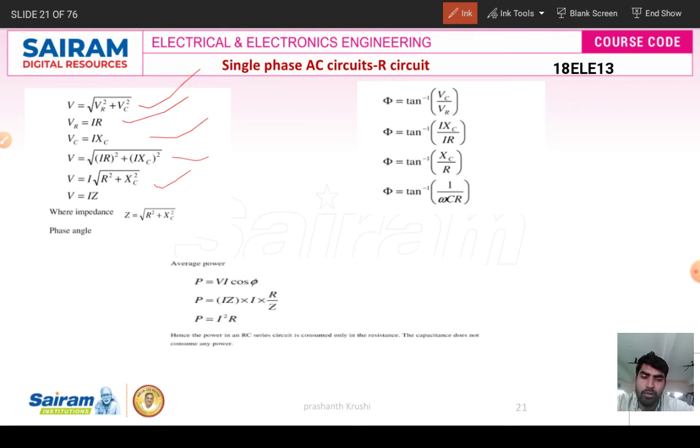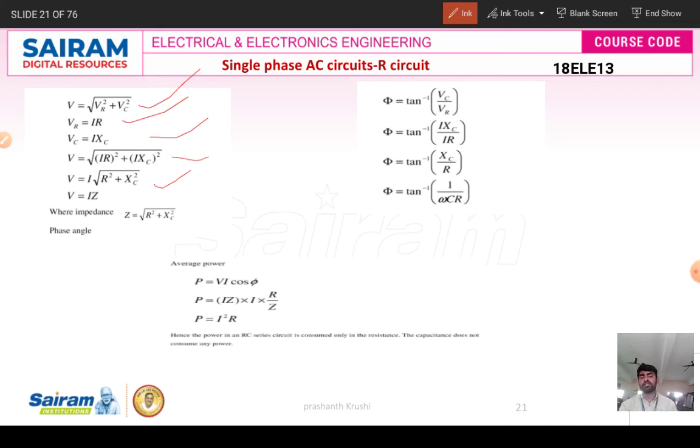So average power is equal to VI cos phi, which is I into Z into R by Z. So power is equal to I square R. The power in an RC series circuit is consumed only in the resistance, not in the capacitance. I told you, right, capacitance does not consume any power. Only resistance consumes power. There is a loss in resistance, I square R loss, and it heats up. But capacitance will not consume any power, and inductance also will not consume any power.